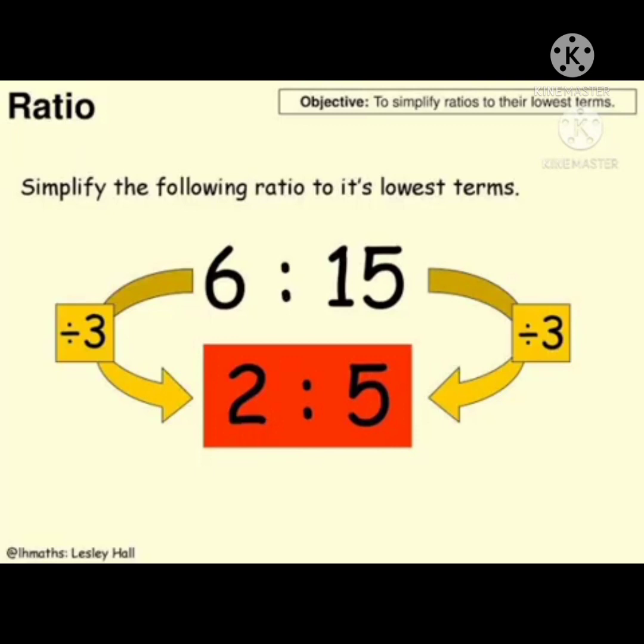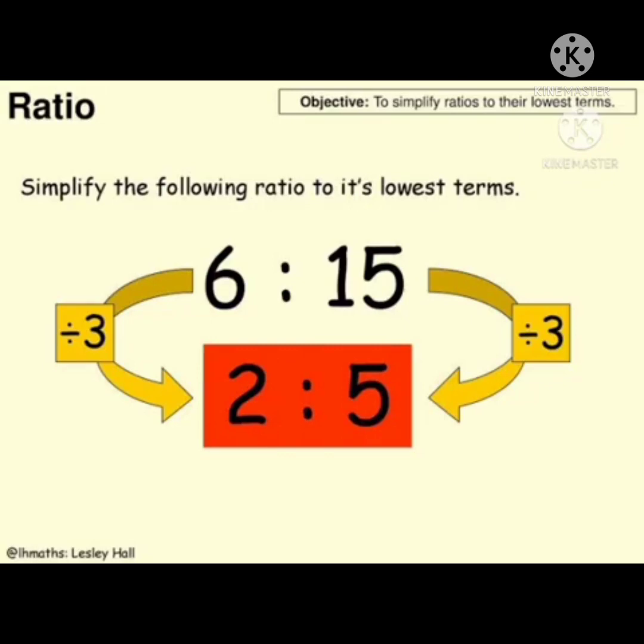Okay, now see in the picture, children: simplify the following ratio to its lowest terms. Here we have to convert that number. What is the number here? 6 is to 15. 6 and 15 are there in one table. Now tell me the table. Yes, very good.